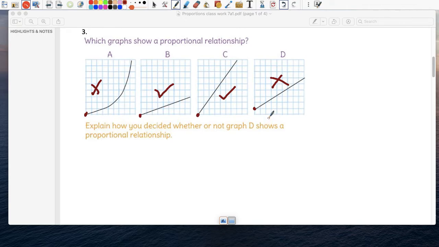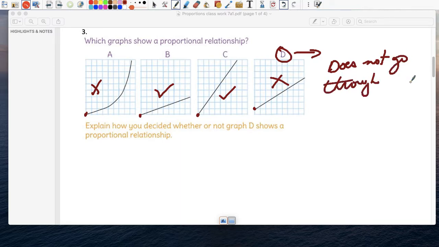Okay, so why is graph D not proportional? Give me the reason. Because it does not go through 0, 0, which is here. It doesn't pass through there.